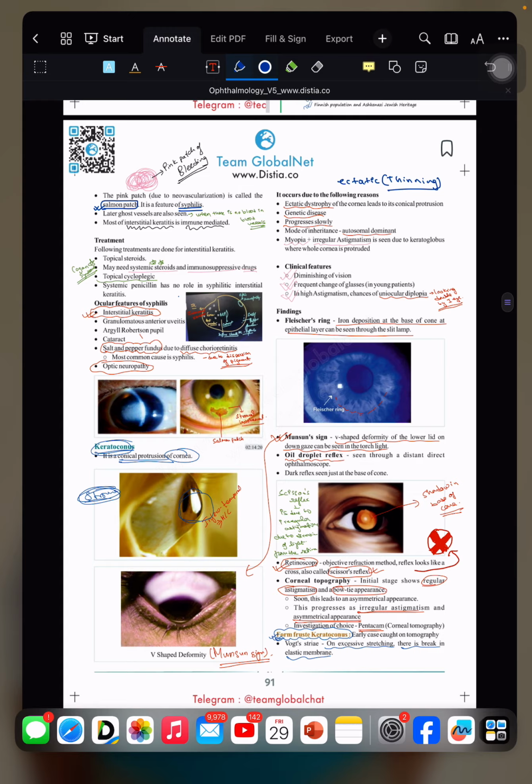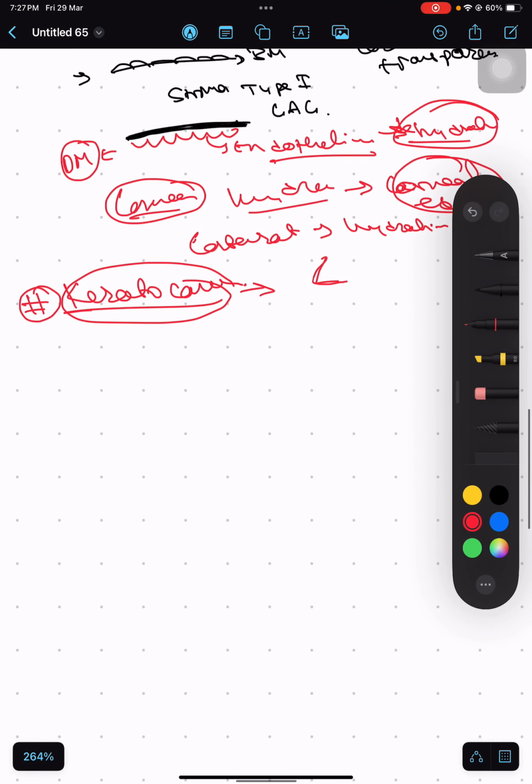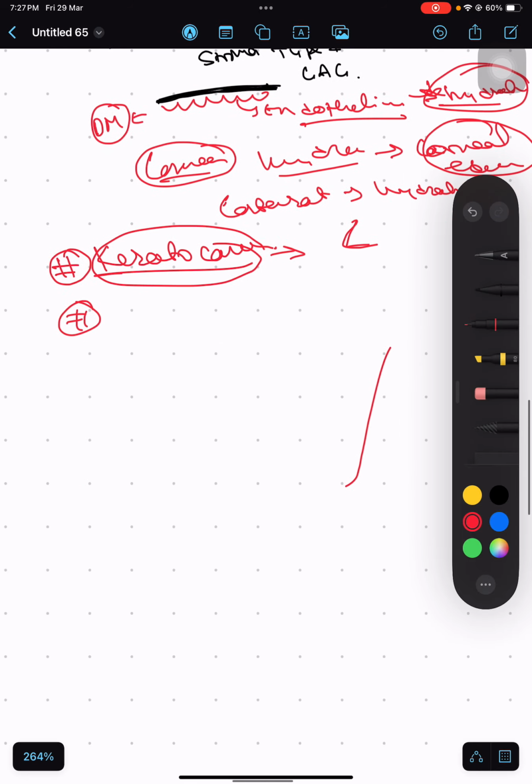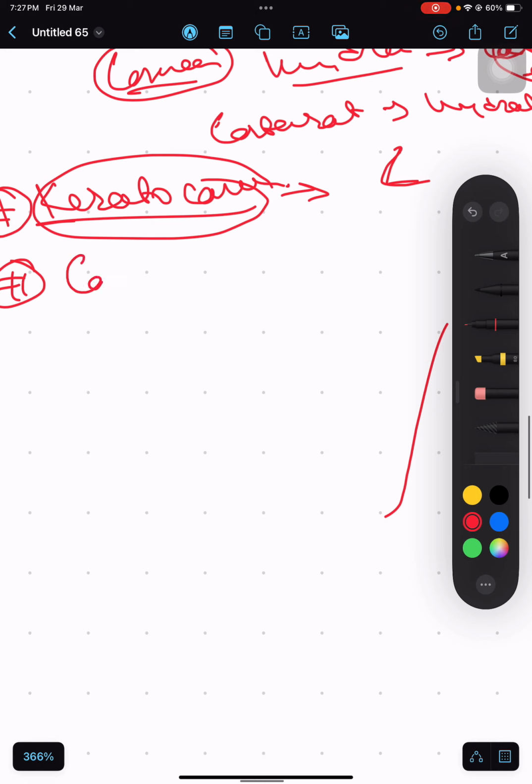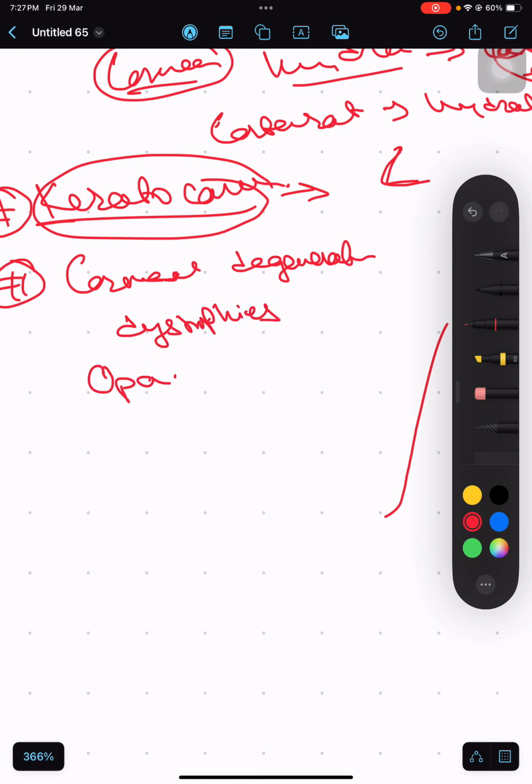And keratoconus becomes one of the indications of corneal transplant, keratoplasty. Now, next thing you need to remember is corneal degenerations, corneal dystrophies, and corneal opacities. Corneal opacities, corneal dystrophies, and degenerations, I will talk more on in this session itself. For now, just remember the names.